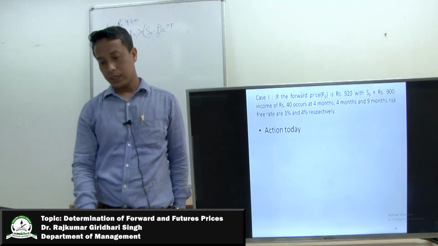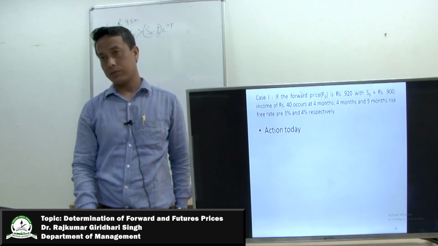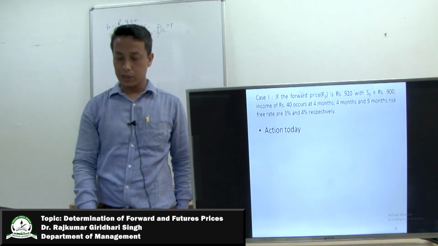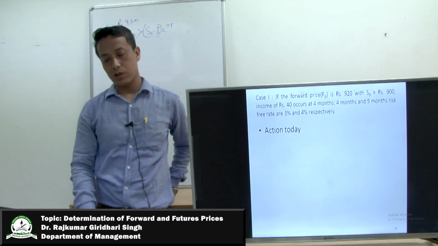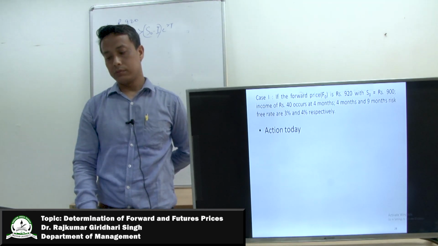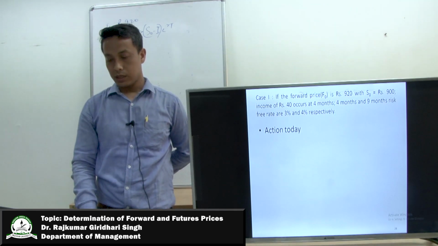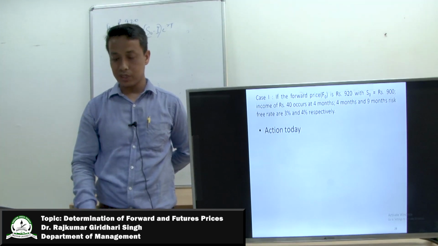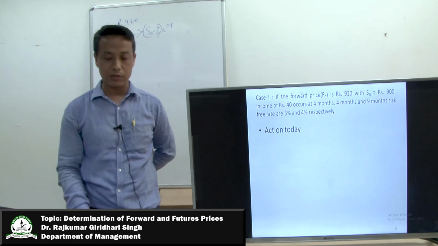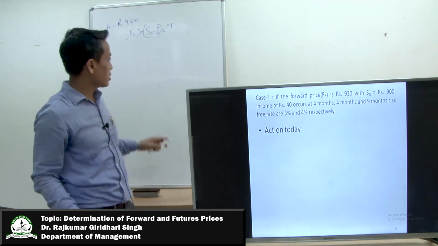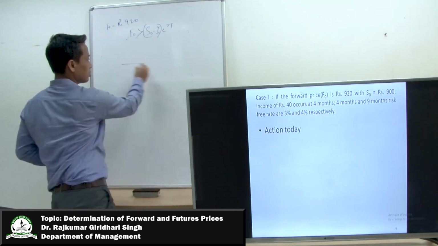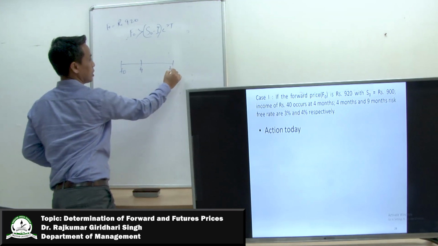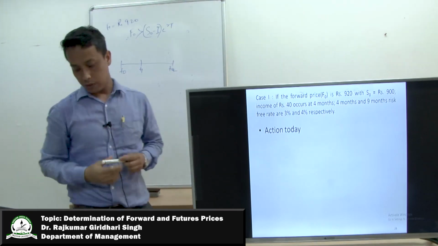So same thing as in the previous case, for those assets which do not pay any coupon, or for those stocks which do not pay any cash dividend, we had two actions: action today and the action at the time of maturity. But in this case we are going to have three actions: action today at T0, action at T1, and action at the time of maturity. So now let's see action today.